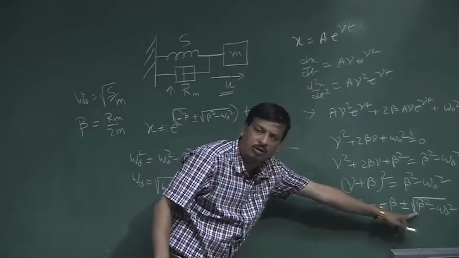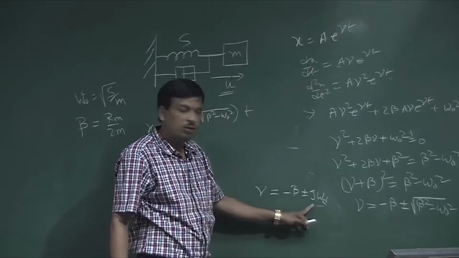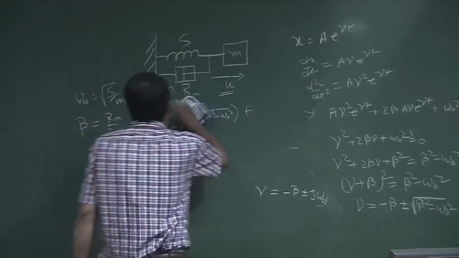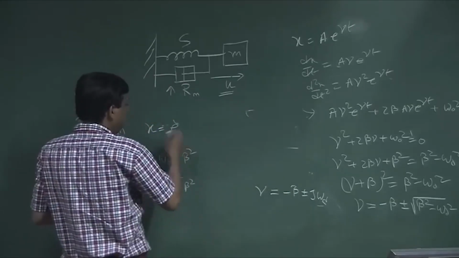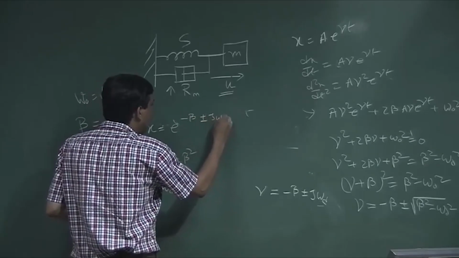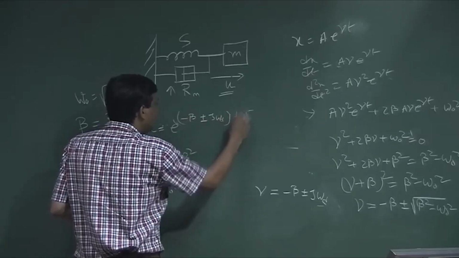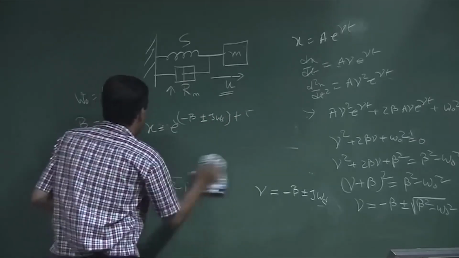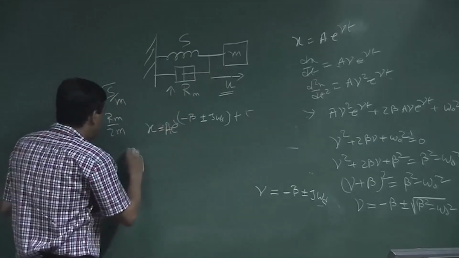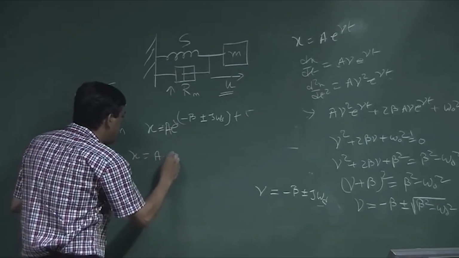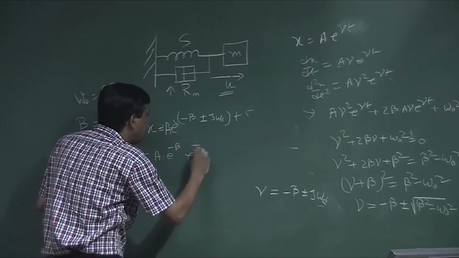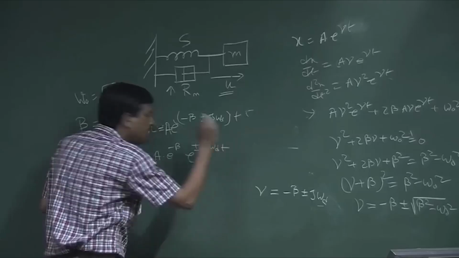The minus sign will come on. So, the root of minus 1 means j, so plus minus j omega d. So, I can write that x is nothing but A e to the power minus beta plus minus j omega d into t. A is there, I put the gamma value. So, x is A into e to the power minus beta t into e to the power plus minus j omega d t.